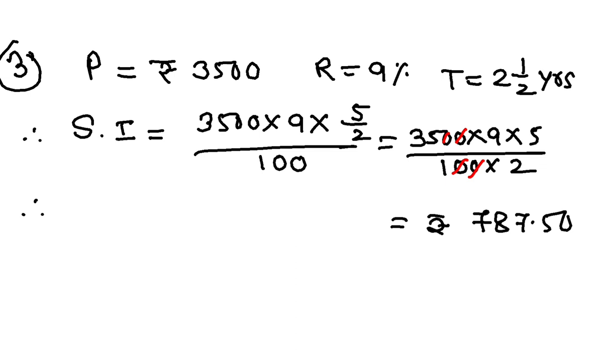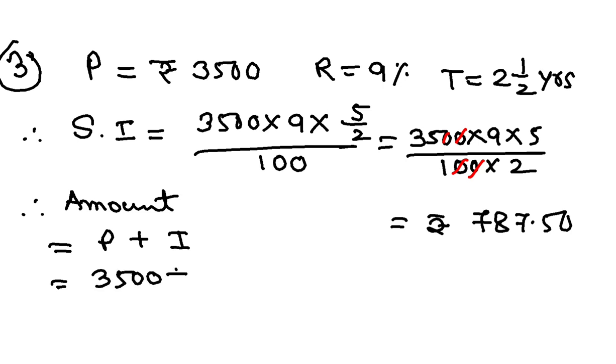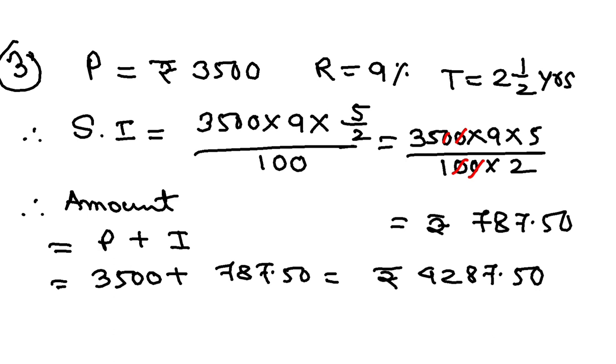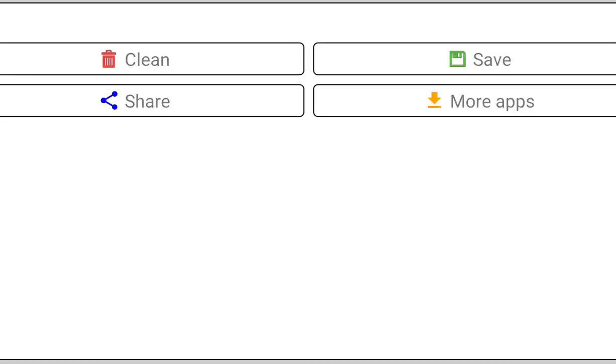So now you don't have to find the interest, rather you have to find the total money he will receive. So you have to find the amount. So amount is always principal plus interest. So 3,500 plus 787.50. So this will give us the amount 4287.50. Done. Very simple, isn't it? Alright, but you have to read the question carefully. Let's try one more. Question 4.